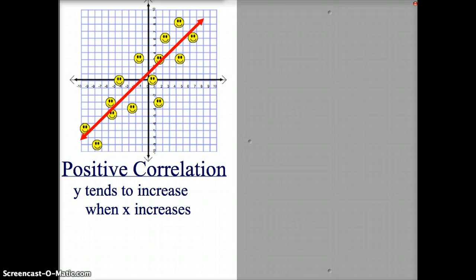We have several different types of correlations. Firstly, a positive correlation: y increases as x increases. So, for example, as the number of missing assignments increases, the number of minutes that I spend grading missing work increases as well. So as one thing goes up, the other thing goes up. Another thing that has a positive correlation would be talking and blood pressure. As the number of students that are chatting in class increases, my blood pressure increases as well.